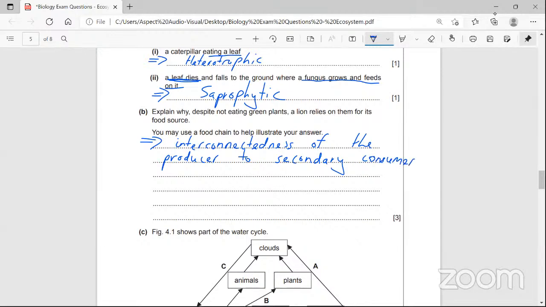And they say you can even use a food chain. You can even illustrate using a food chain. So you can say your grass or your leaf, which is eaten by your antelope, to the lion. So that energy flows down that food chain to the lion. Are we together? Yes, Johnson. You can do both. We can say you may use a food chain to illustrate. Yeah, so you can use both.